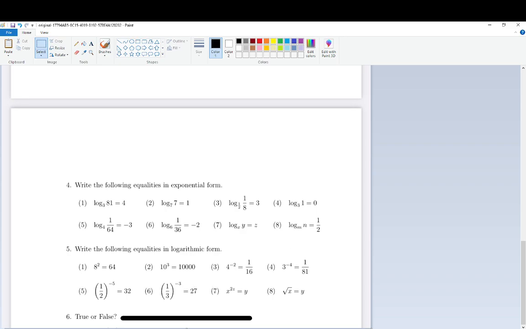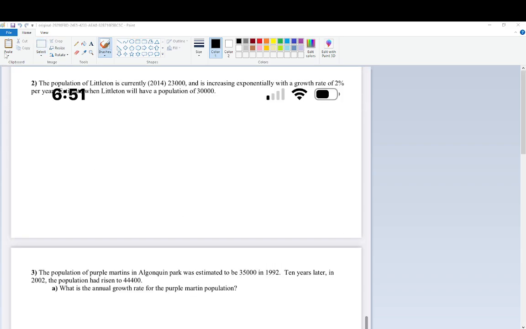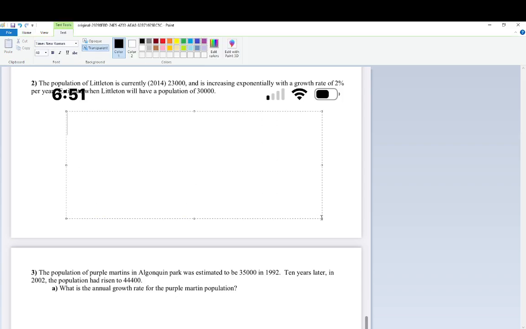And we'd miss the true and false. Next one. We started doing that one. We couldn't figure out what the growth rate was. Oh, there's the new growth rate, 2% per year. The population of a town, currently at 23,000, increases exponentially at a growth rate per year. When will we have a population of 30,000?